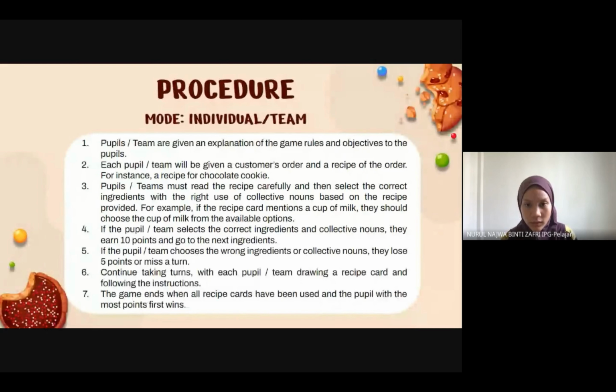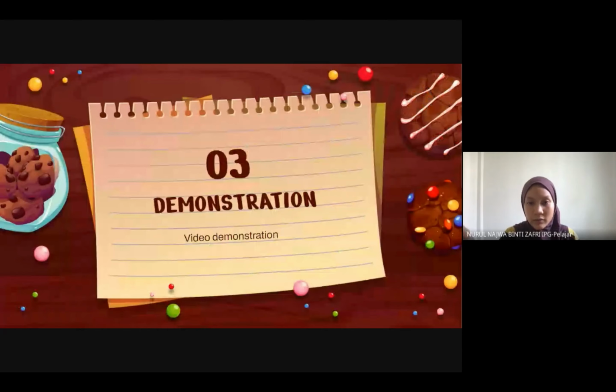For example, if the recipe mentions a cup of milk, they should select the correct cup of milk from the pictures provided. There will be four different pictures provided, and the pupils need to choose the correct collective nouns. Choosing the correct ingredients earns them 10 points, while errors result in losing 5 points or missing a turn. This game continues with each turn involving a new recipe card, and the game concludes when all recipe cards are used and the pupil or team with the most points wins. Basically, this game involves 3 levels.